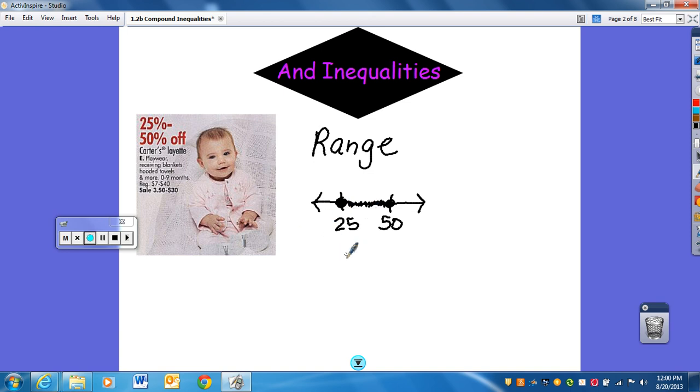If I were to write an inequality, I would say that my prices, which might be represented by x, could be in a range that falls anywhere between 25 and 50% off. My x, my prices, would have to be greater than or equal to the 25% off, but less than or equal to the 50% off.